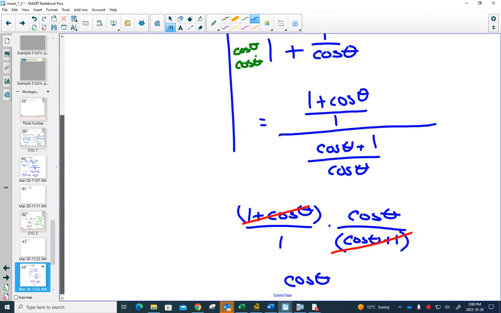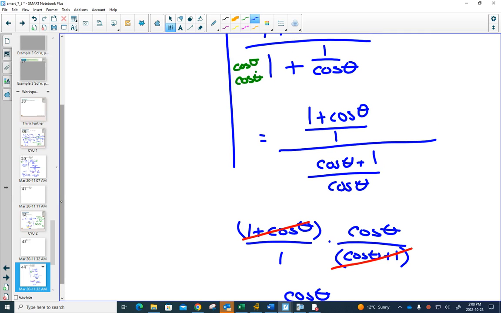So fraction divided by fraction. Oh, look at that number. That's so nice. Multiply by the reciprocal. That was crazy. How is that so much? What's going on?